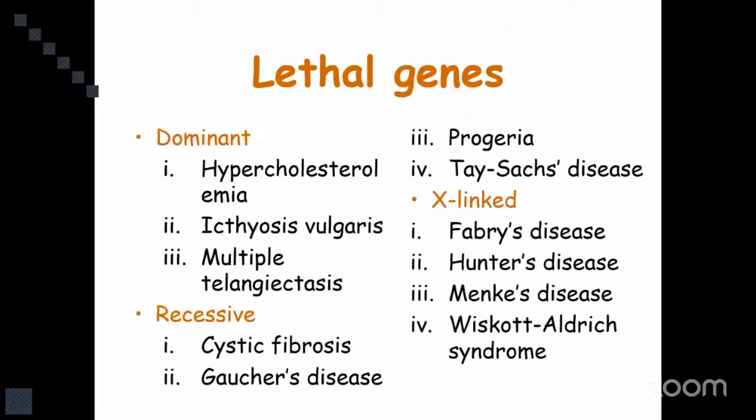When we take lethal genes, for instance, there are certain genes that are lethal in the sense that they can lead to the death of the organism. Classical instances are listed here. Among dominant conditions, we can see hypercholesterolemia, ichthyosis vulgaris, which is a disorder of the skin, and multiple telangiectasis. In the case of recessive conditions, cystic fibrosis, Gaucher's disease, progeria, Tay-Sachs disease. If you inherit these conditions, you may not likely reach a particular birthday.